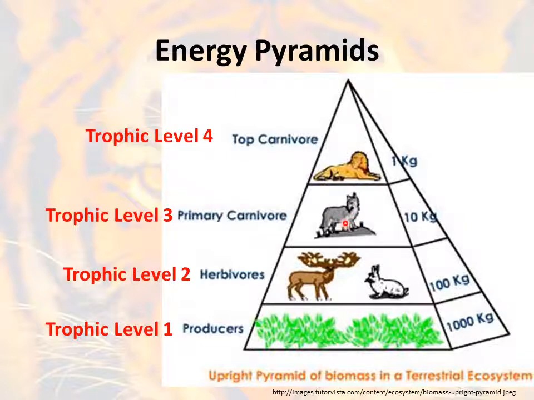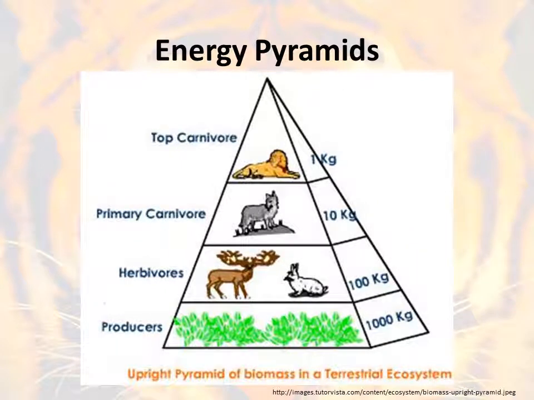Then you get the primary carnivore. Now, your carnivores are kind of your meat eaters. In this case, the carnivore is going to be eating these herbivores. Still less energy. And then if there's a top carnivore, this carnivore is going to be eating the guys from trophic level number 3 for his energy. Less energy up here.